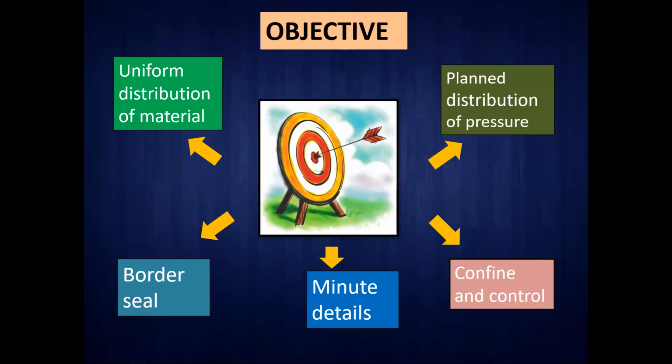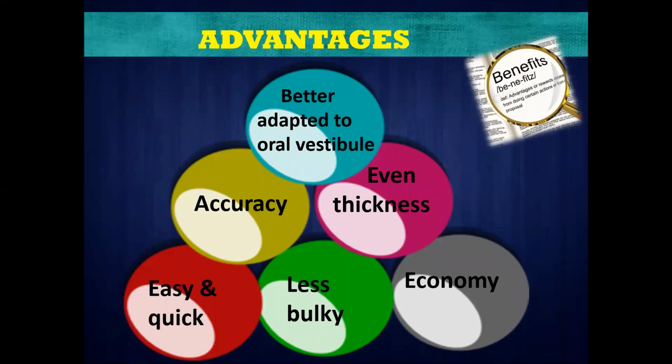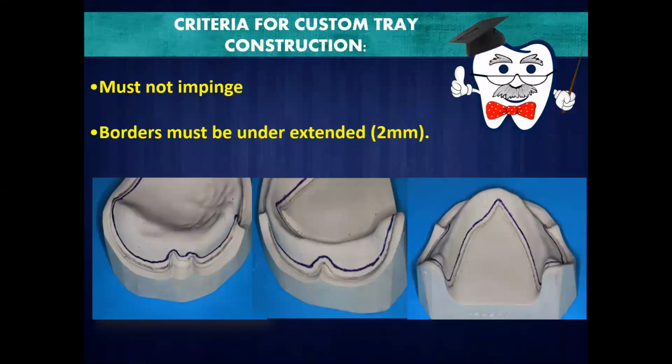The objectives of the custom tray are to allow uniform distribution of material, planned distribution of pressure, confinement and control over the impression material, recording the minute details, and achieving a proper border seal. The advantages of custom tray include better adaptation to the oral vestibule, more accuracy in the impression, even thickness of the impression material, and it is easier, quicker, less bulky, and cost effective.